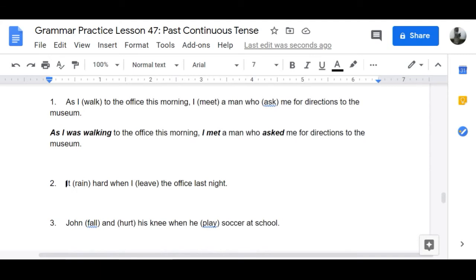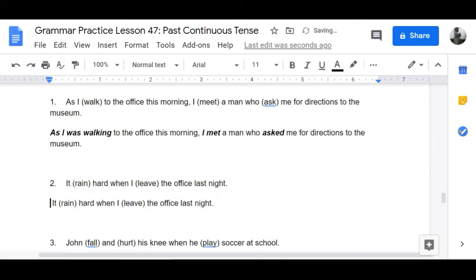2. It hard when I the office last night. So guys, help me. It was raining. Yep. It was raining hard. It was raining hard when I left. When I left the office last night.